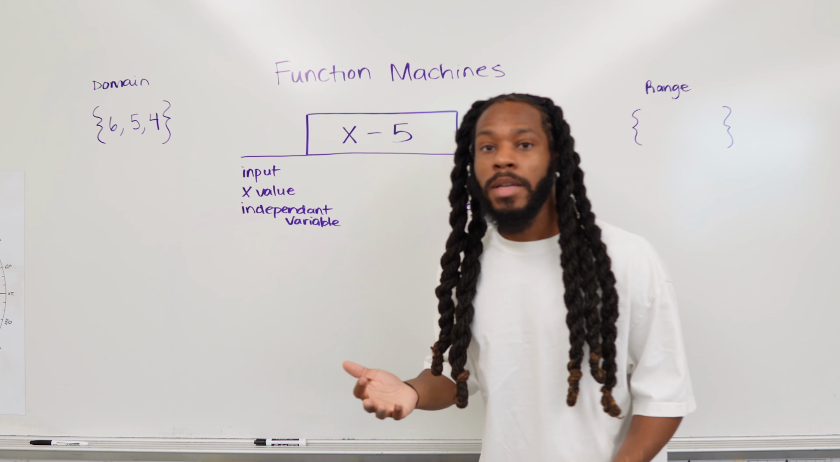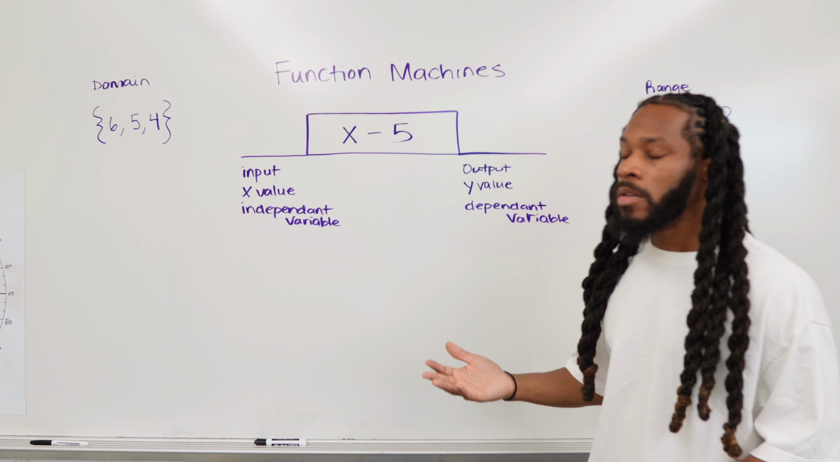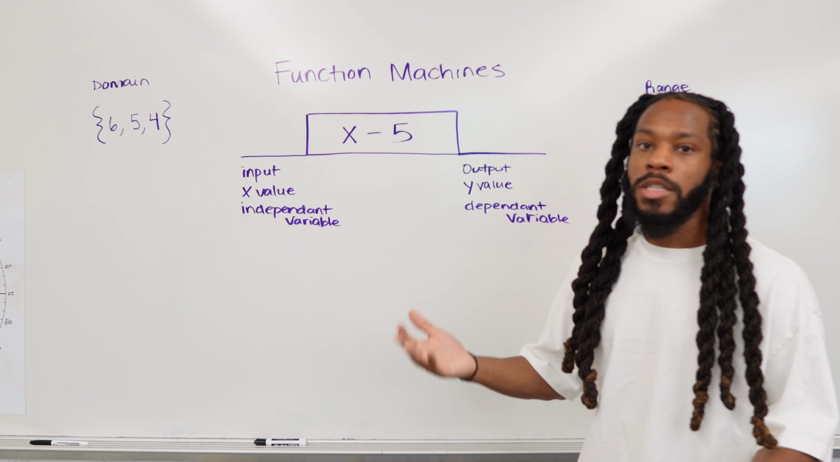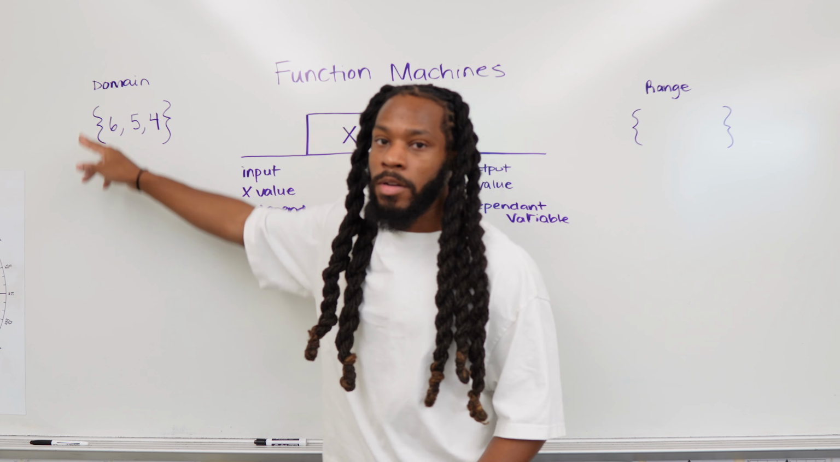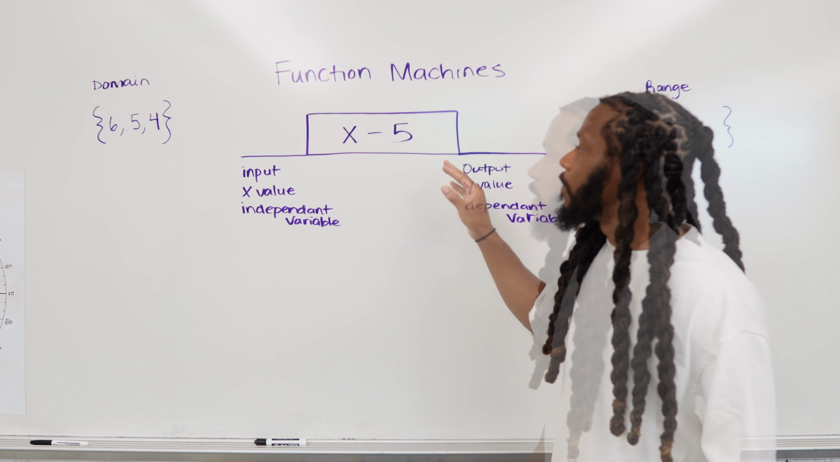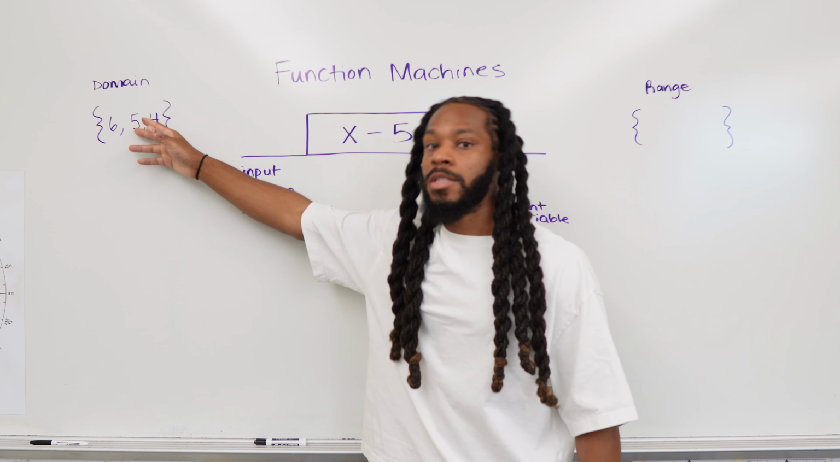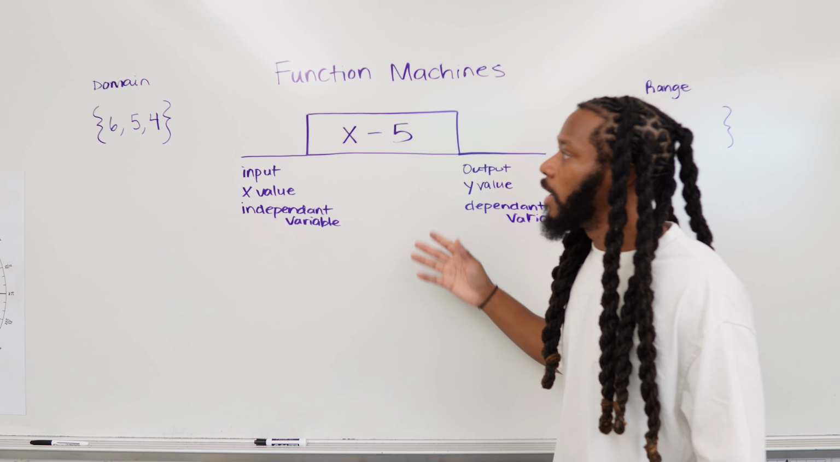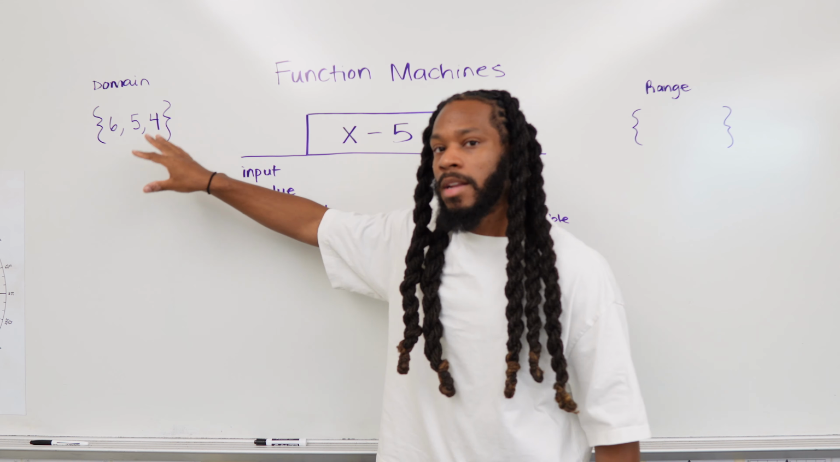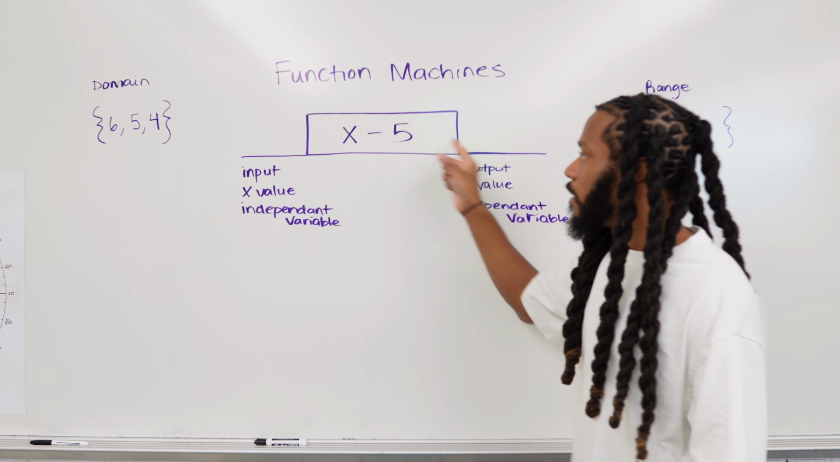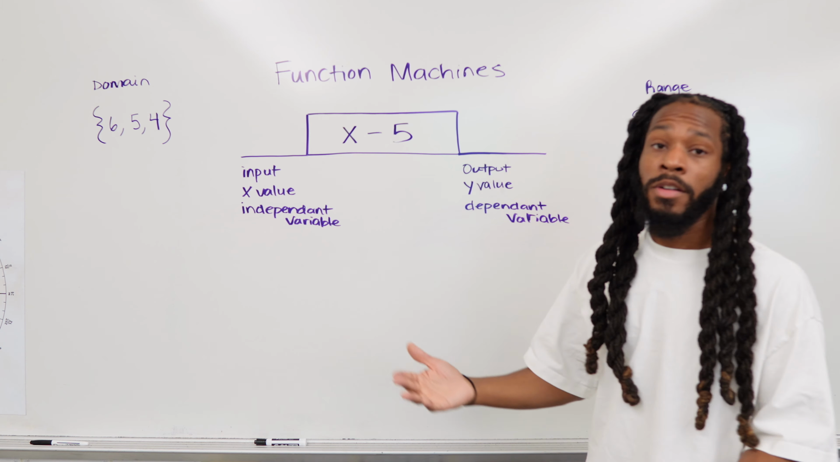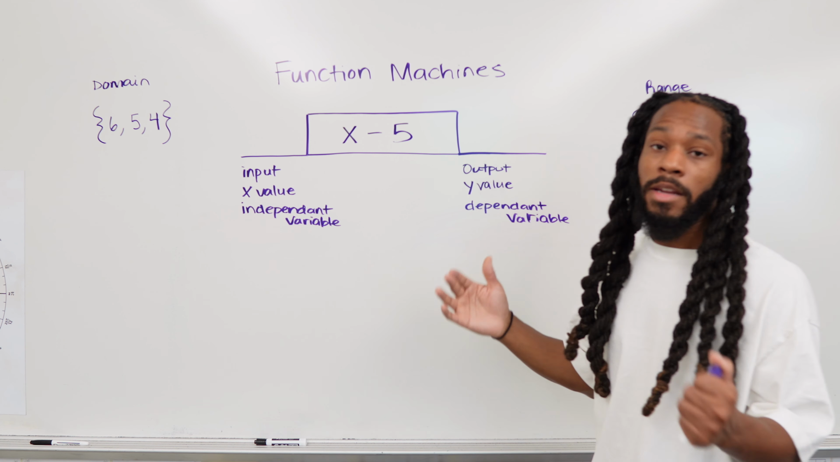Just like you wouldn't put bread into a dishwasher and you wouldn't put dishes into a toaster, you're only allowed to put certain numbers into certain functions. The domain is the set of all numbers that you're allowed to plug into a function. Now, I've narrowed the domain just to make an example for this, but you're allowed to plug in more than just these three numbers to this function. But for some functions, you're not allowed to plug in just any number.